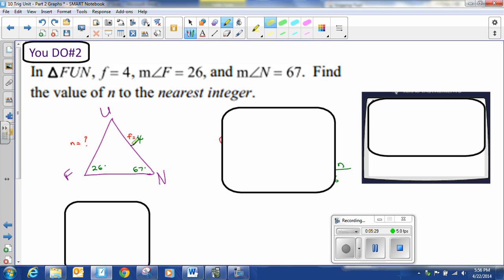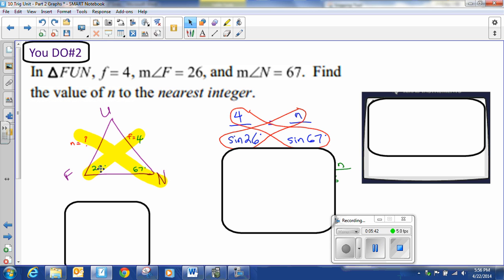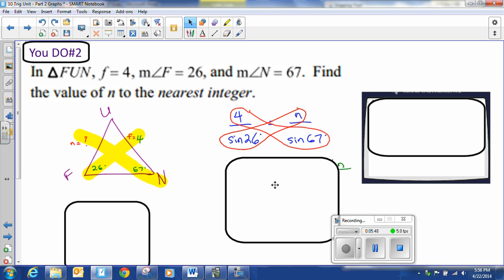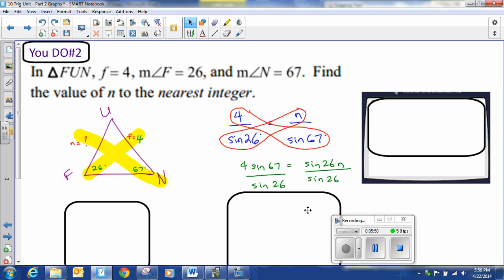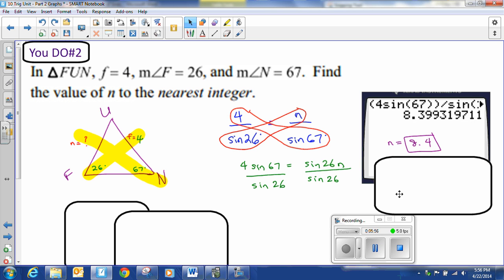Well, we know that this will be one of our ratios, and this must be our other ratio. So let's set this up. 4 over sine 26 equals n over sine 67. Cross multiply, solve algebraically, n equals 8.4.